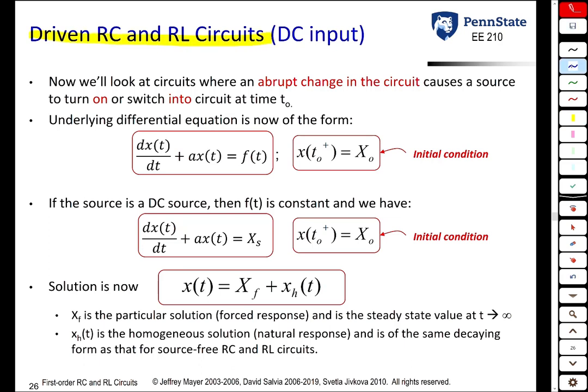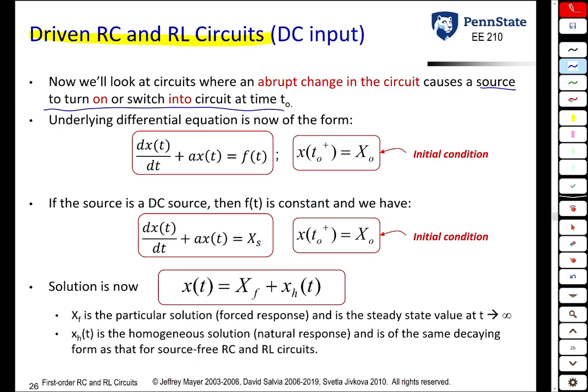In a driven RC or RL circuit, there is still going to be an abrupt change at time t0. But the big difference from before is that a source will be present. It will either be turned on or switched into the circuit at time t0. Before t0, there may or may not be a source present. But after t0, there definitely will be a source present.